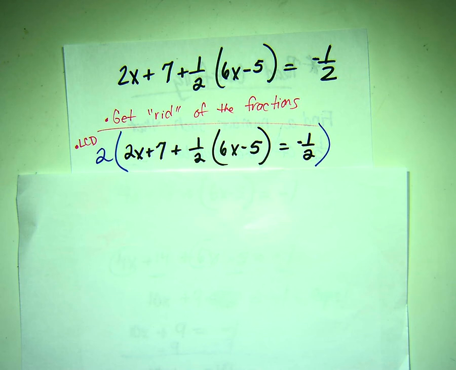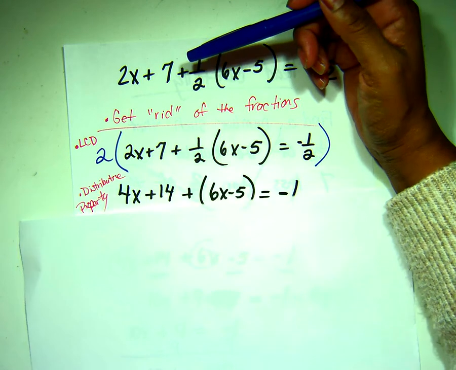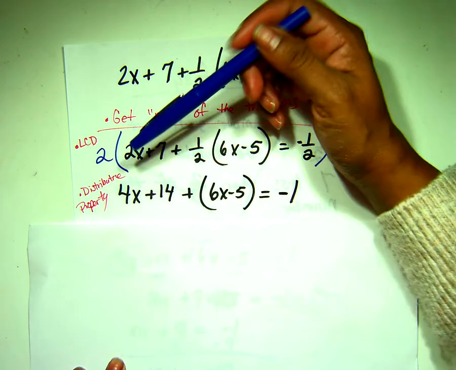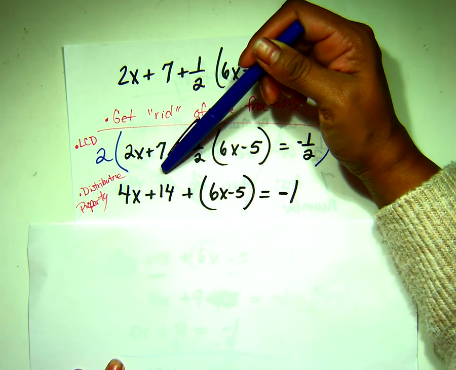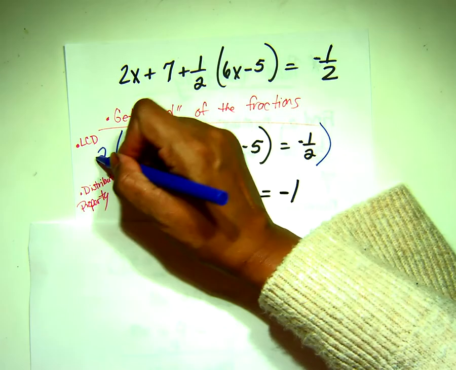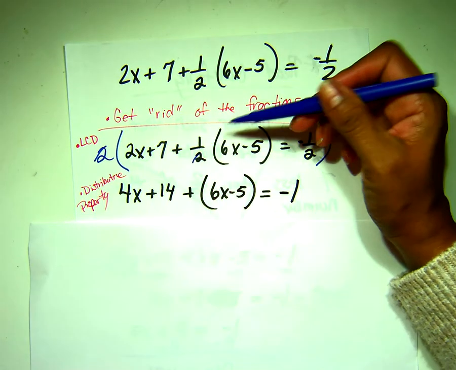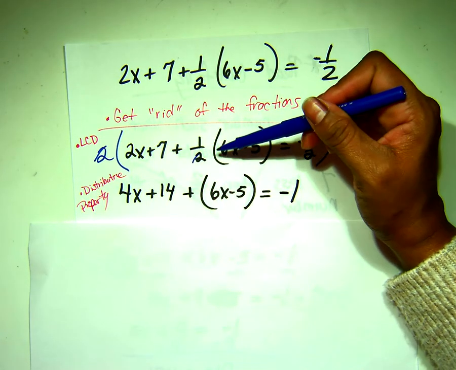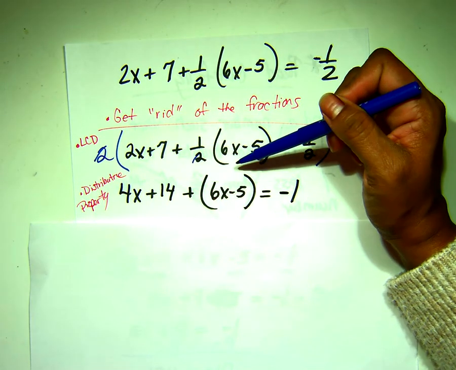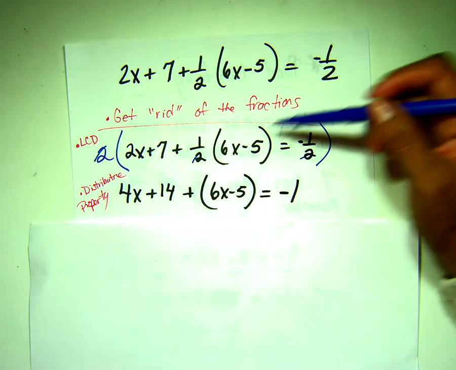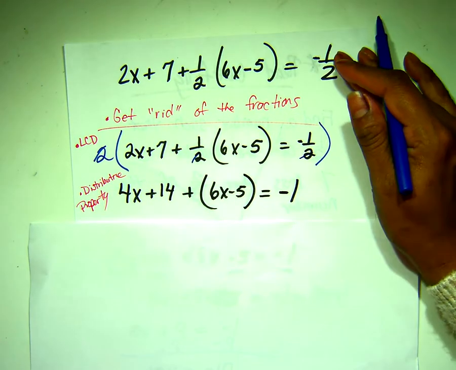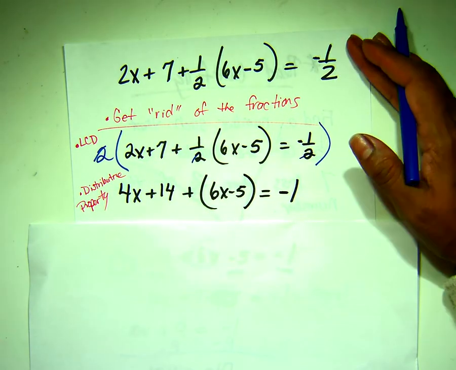This is where you get into the distributive property. So here we go. 2 times 2x gives you 4x. 2 times 7 gives you 14. These 2's cancel each other out, so I just bring down the 6x minus 5. That's just like me doing an imaginary 1. Same thing with these 2's. These 2's also cancel each other out, so I bring down the negative 1. So we just completed the distributive property.